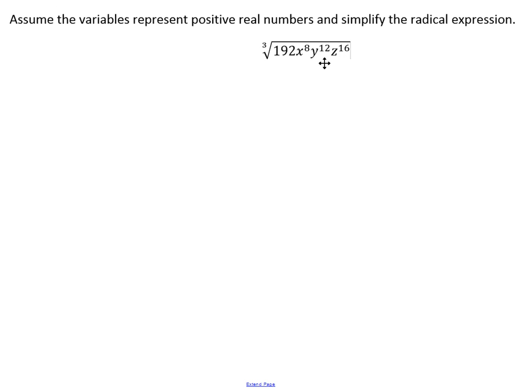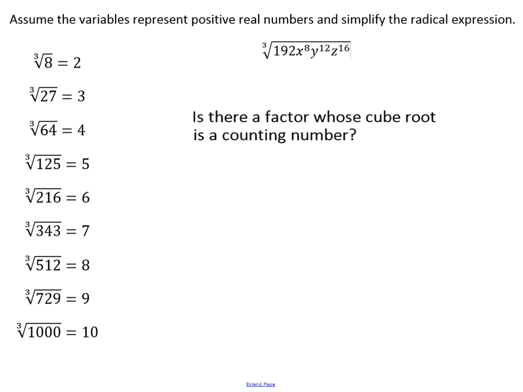What I'm going to do first is look at the coefficient, and ask myself, is there a factor whose cube root is a counting number? Now here I have a list of perfect cubes. These numbers on the left here, 8, 27, 64, 125, 216, all the way up to 1,000. There are, of course, perfect cubes larger than 1,000. There are an infinite number of perfect cubes, but I just made this list up to 1,000.